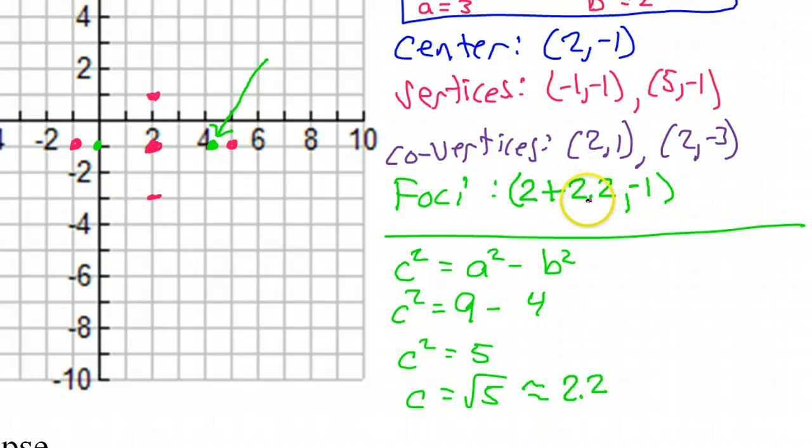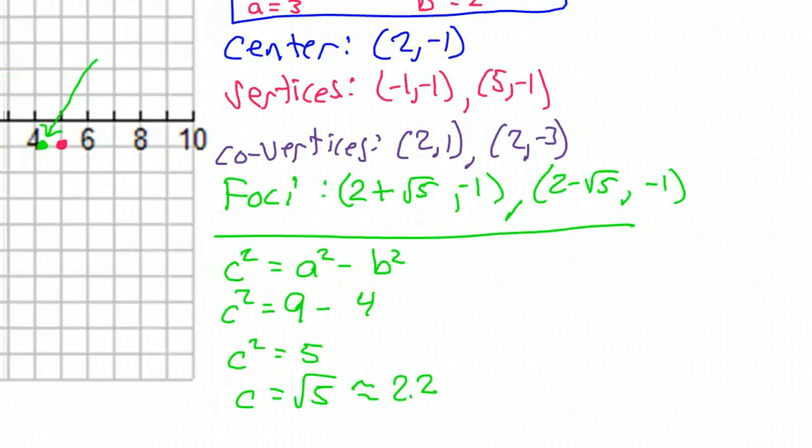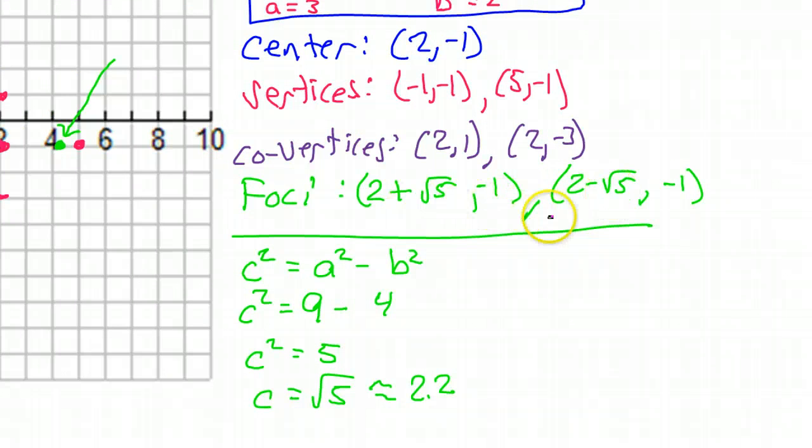But you're not allowed to use decimals here in the foci. So remember that the 2.2 came from radical 5. So this point right here would be the point 2 plus radical 5, comma negative 1. So guess what the other one's going to be? 2 minus radical 5, comma negative 1. Alright, is that always going to happen? Well, yeah.